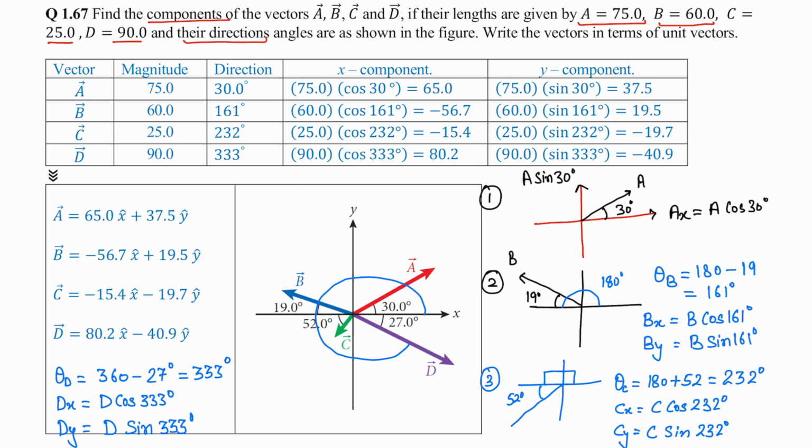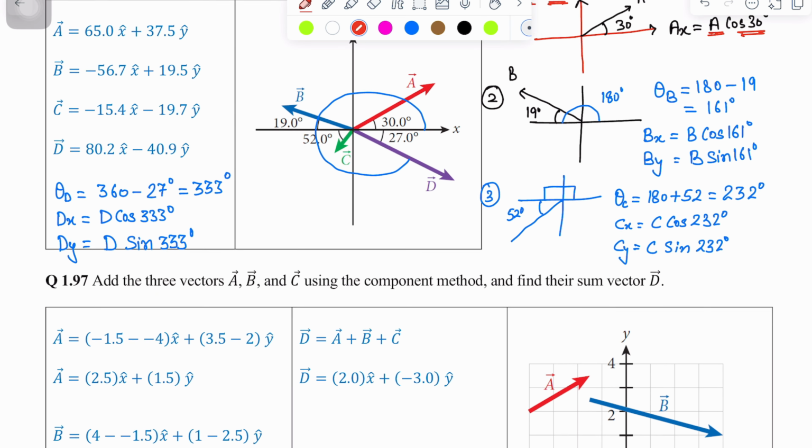Now finish. Okay, A magnitude is 75. Angle is 30. Is it fine? Theta A is your 30. Now you can find the x component. 75 cos 30, so your answer is 65. Similarly, A sin 30, A is 75, sin 30, 37.5. So how can you write it? A vector is equal to, can I say, 65 x cap plus 37.5 y cap. Clear? Similarly, you can solve B, C and D. Fine guys. Okay.